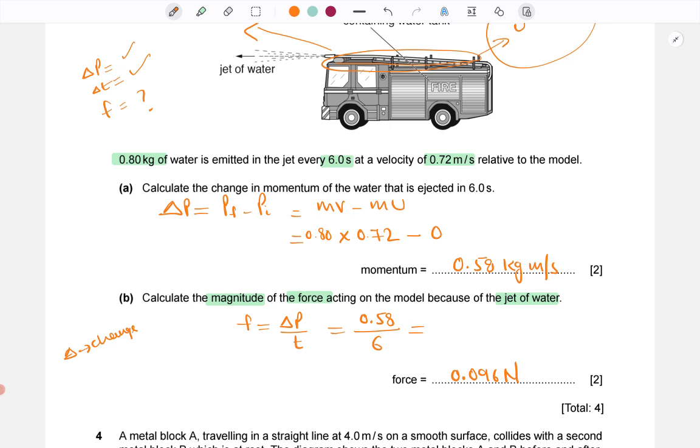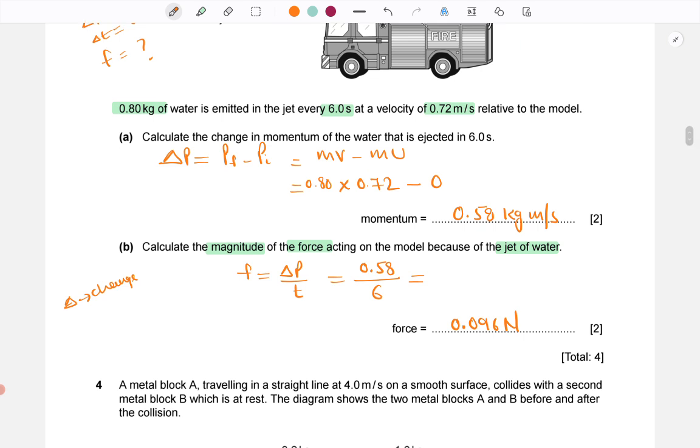Most of the time in the second parts you have to use some values from the first part, right? So mostly the first, second, and third parts are connected to each other. Okay, so these two are the questions related to impulse, momentum, change in momentum. Let's come to the next question.